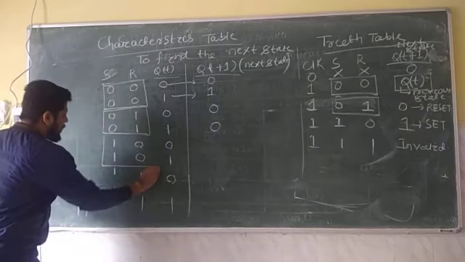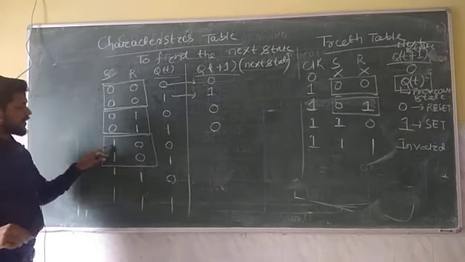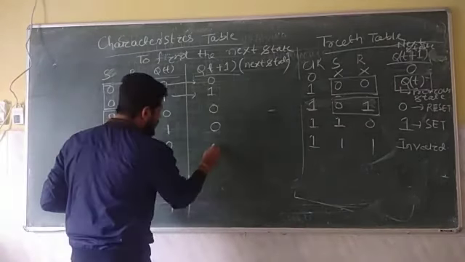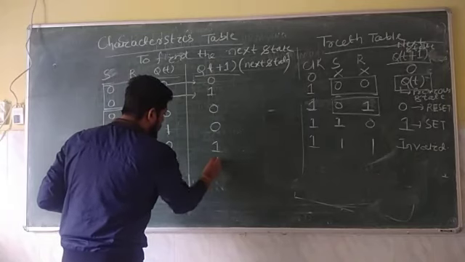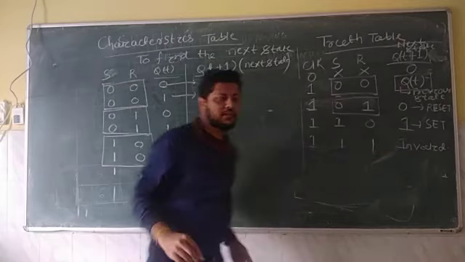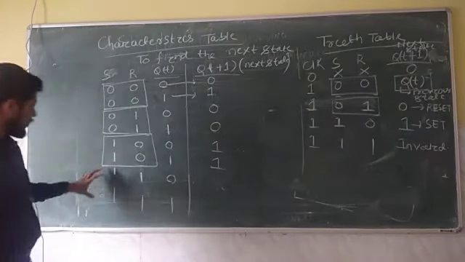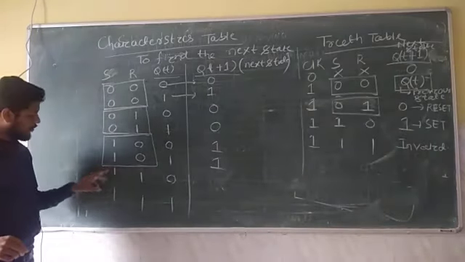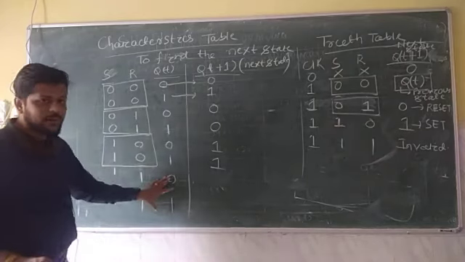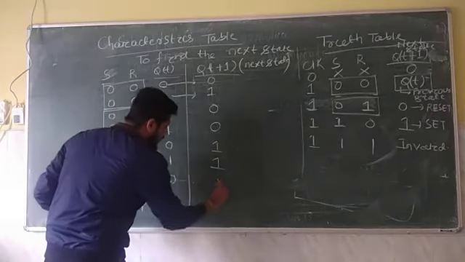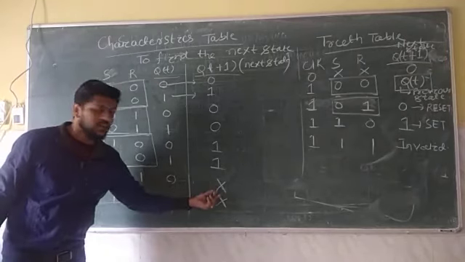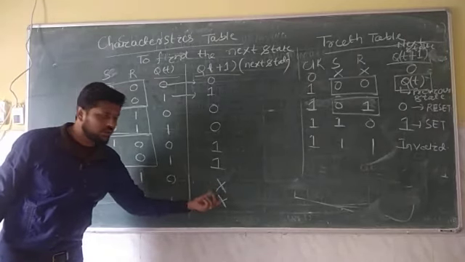Then we have the case S is equal to 1, R is equal to 0. Whatever may be the previous state, here the output becomes 1. Because you can see here 1 0, we will have Qt plus 1 is equal to 1, that is set. Then 1 1, this is very very important. When we apply S is equal to 1, R is equal to 1, whatever may be the previous state, we will get an invalid output, and that invalid output is not used. Not used means don't care.